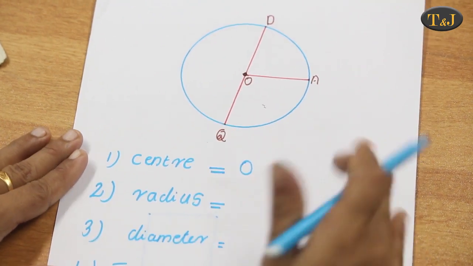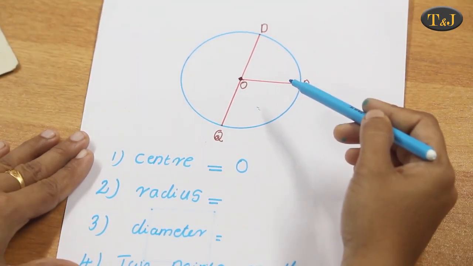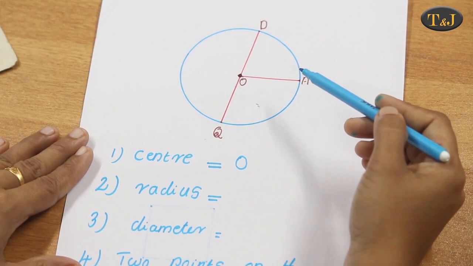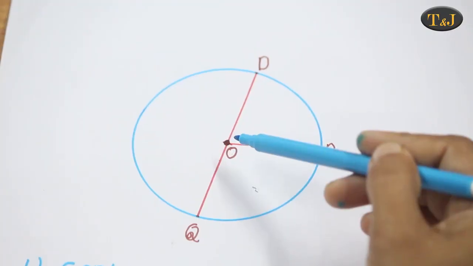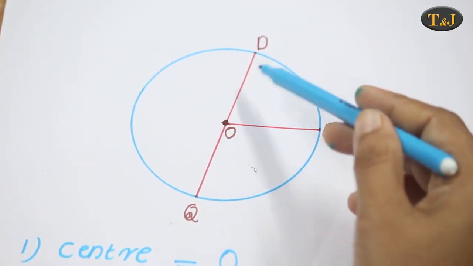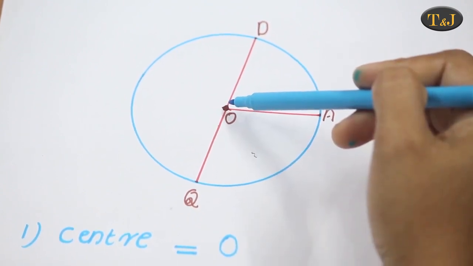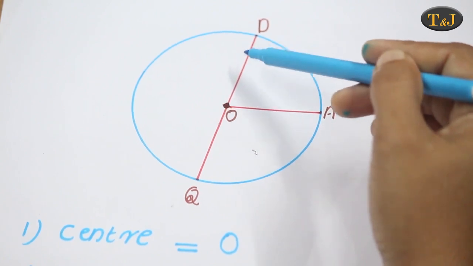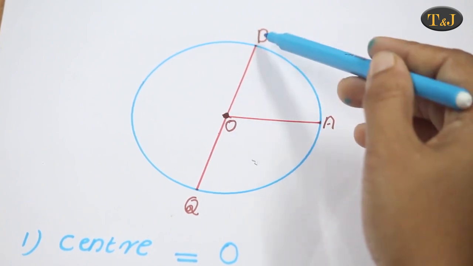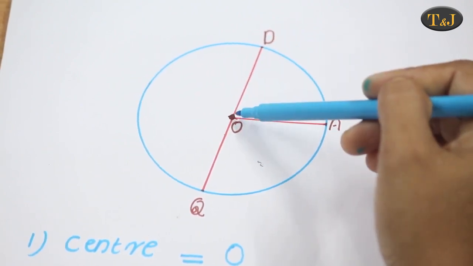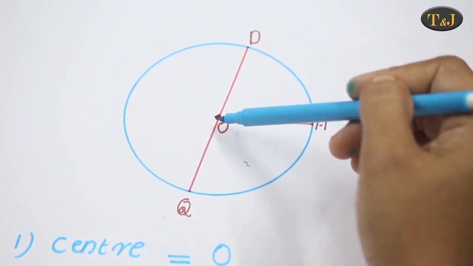Our second question is find the radius. In this figure, how many radius are there? There are 3 radius. Which are they? Our first radius is OD. The distance from the center of a circle to any point is known as its radius. This is our center point, and here there are 3 points. So the distance from the center to the first point is OD. So our first radius is OD. Then the second radius is OA and the third radius is OQ.